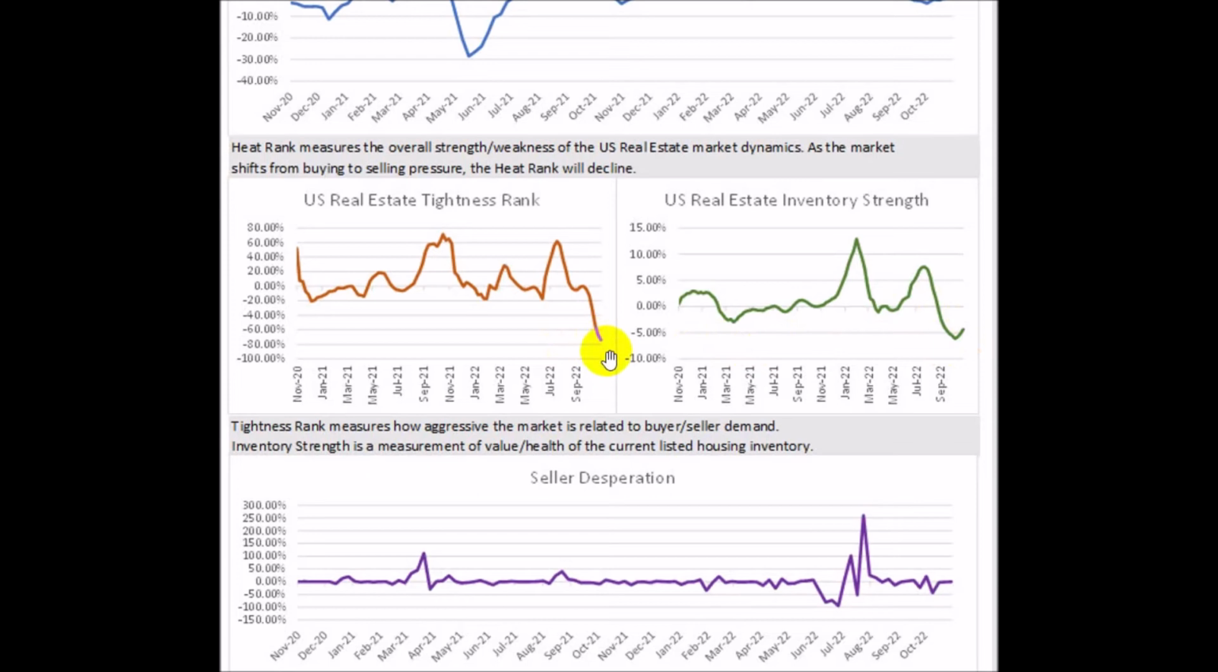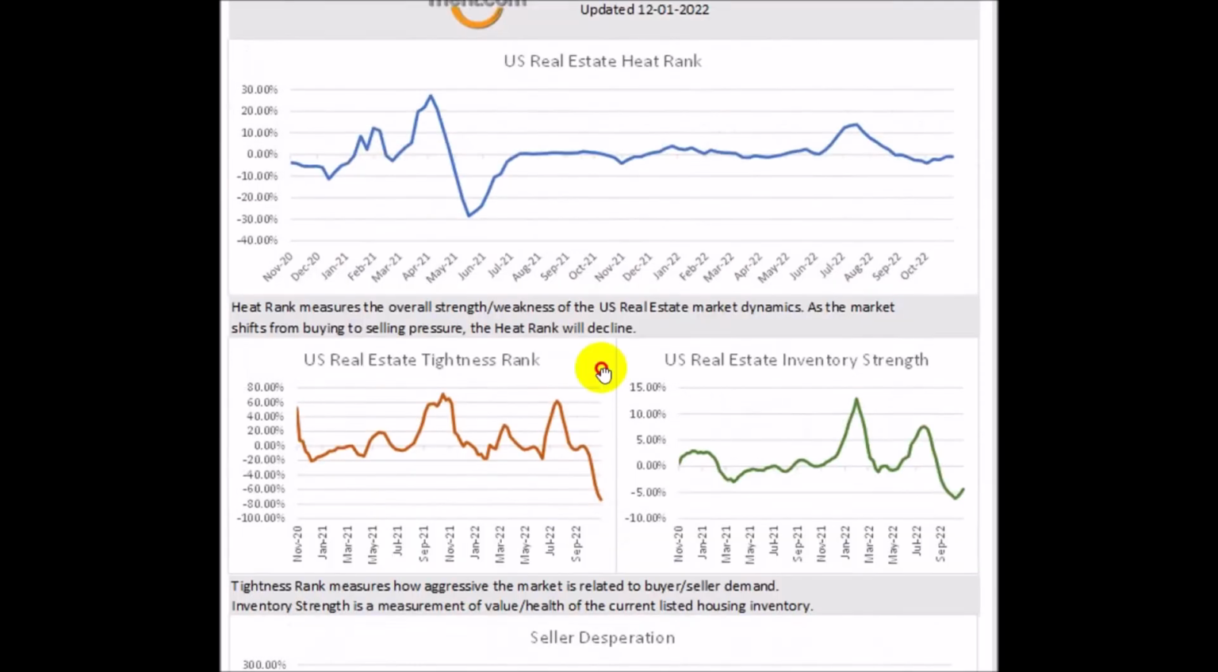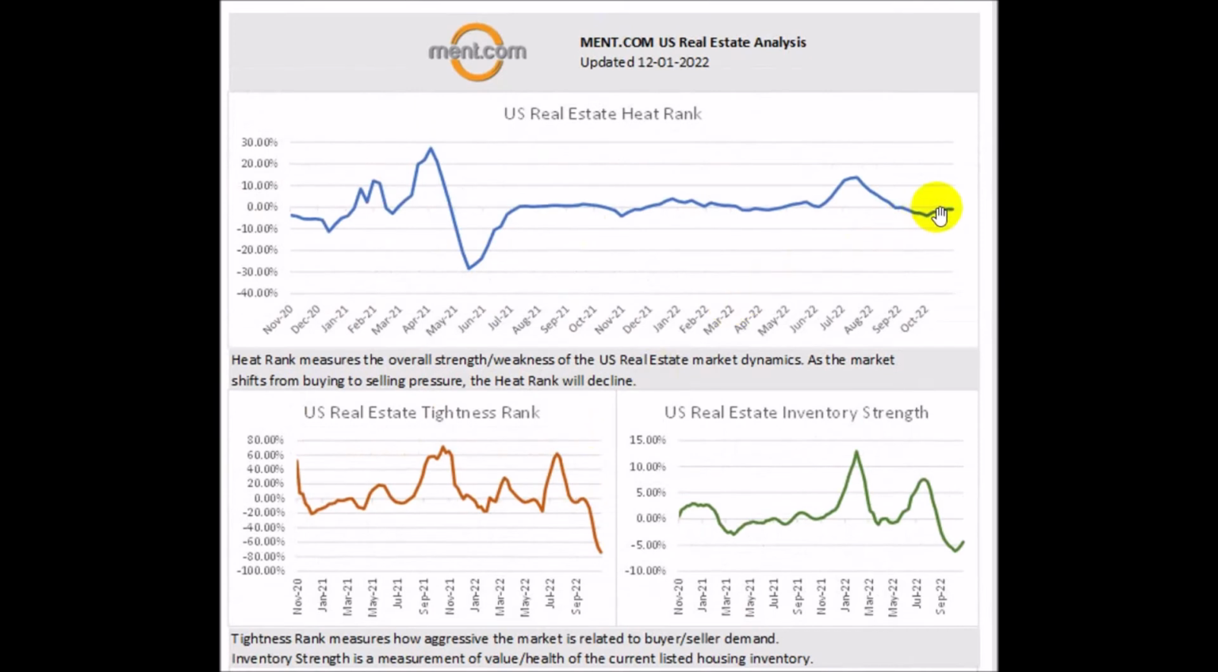The tightness rank could essentially move down into minus 80, minus 90, meaning that the bottom just continues to fall out of the market, and it could stay there for a while. It will fluctuate. This area here with the heat rank is likely going to move back down into minus 6, minus 7, minus 8 by February, March, April of next year and continue to weaken.